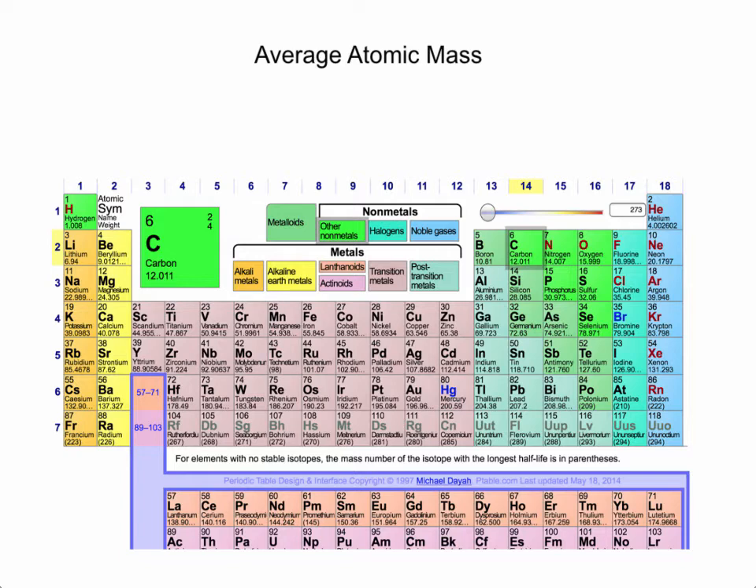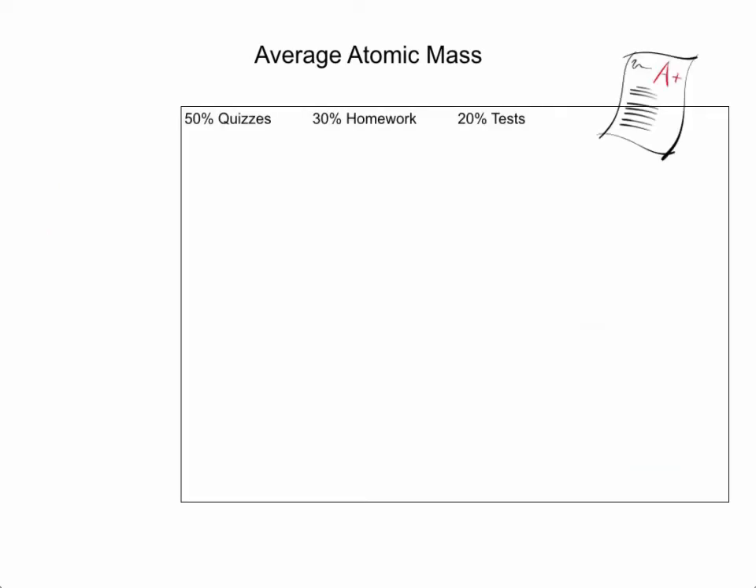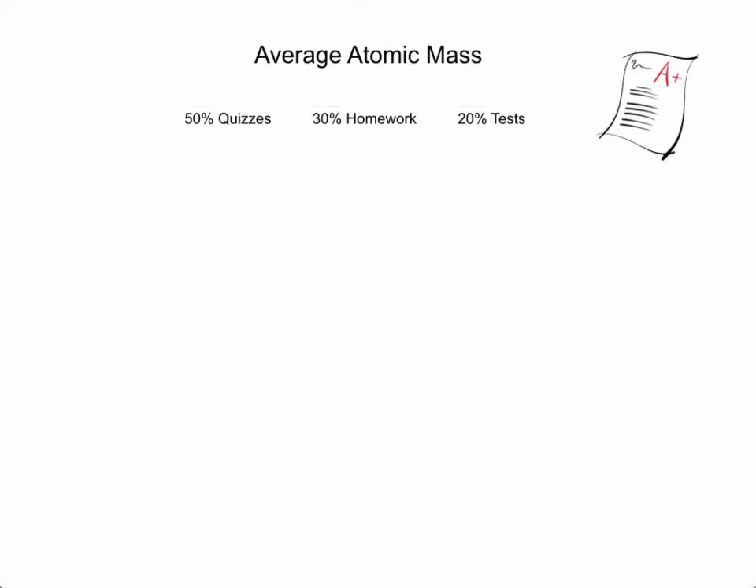And to see where those come from, let's look at how some of your classes may actually be graded. Now that may be a little bit of a jump, but hang on with me for a second. Let's say you're taking a class in which quizzes are worth 50%, homework is worth 30%, and tests are worth 20%. So more of your grade is based on your score on your quizzes than your score on your tests.